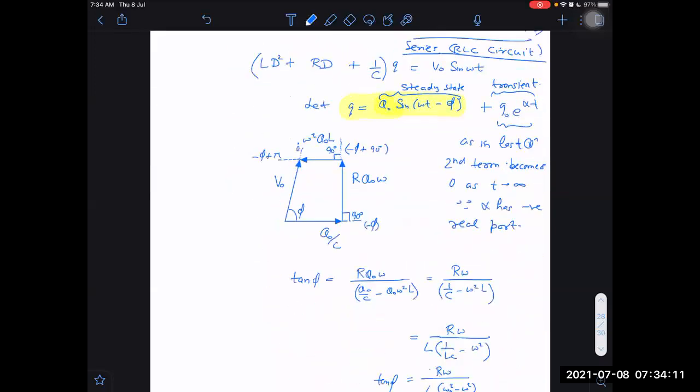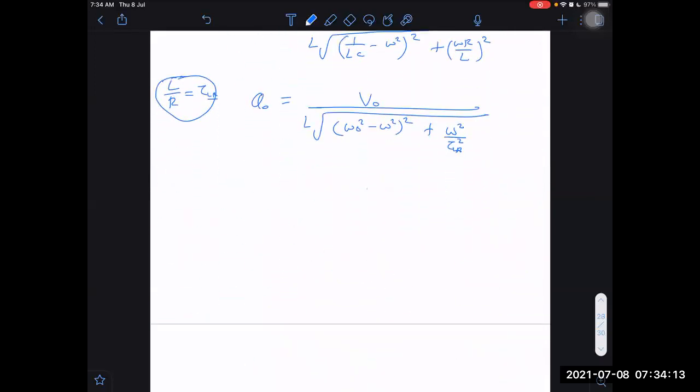Series RLC circuit. After that, resonance. What is the condition for Q to be maximum? For Q to be maximum, we will get d by d omega of (omega naught square minus omega square) whole square plus omega square upon tau LR square should be taken as 0.